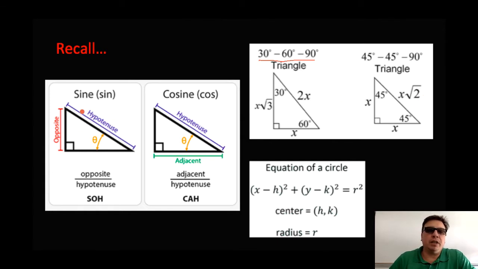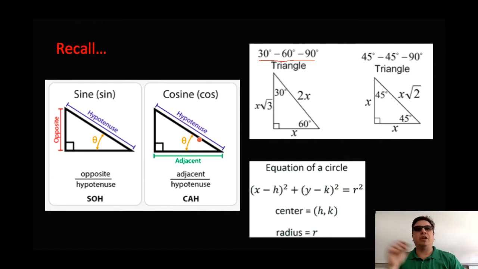Then we're going to take a look at what is sine and what's cosine. We remember that in order to determine the sine of an angle, it's the opposite side over the hypotenuse. And in order to determine the cosine of an angle, it's the adjacent side divided by the hypotenuse.